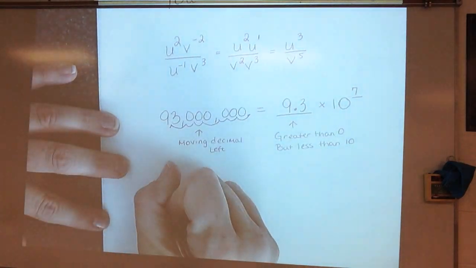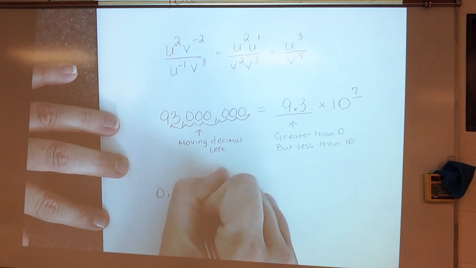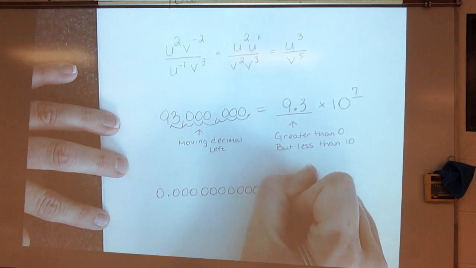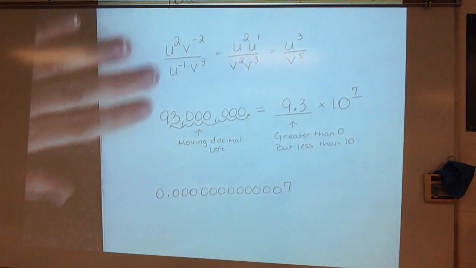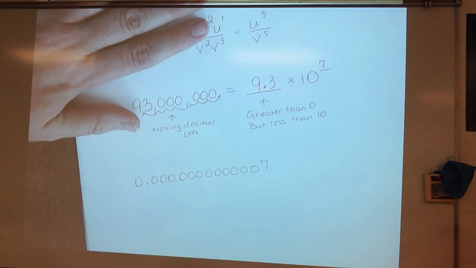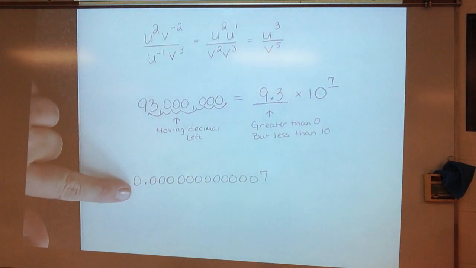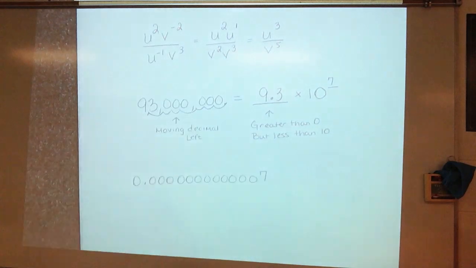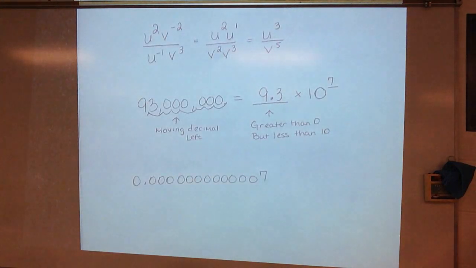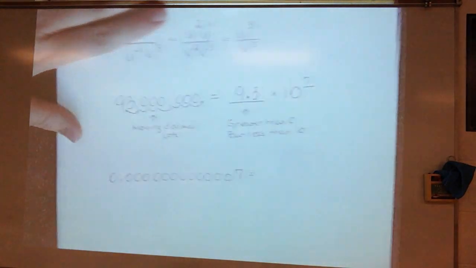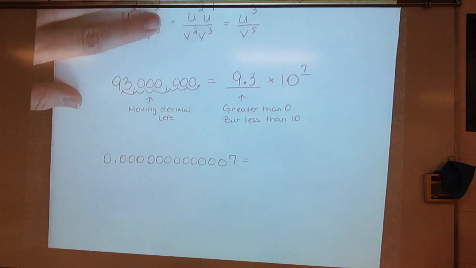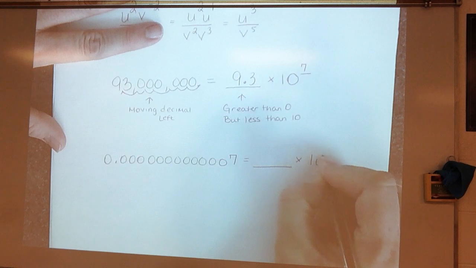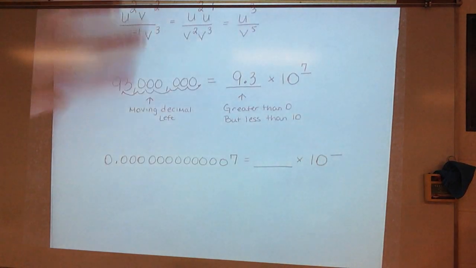Alright, so then let's look at this number. Now, notice this number is really small because it's a 0 point and all these zeros and then a 7. I want to write it in scientific notation. I'm going to do the exact same thing. It's going to be something times 10 to something.